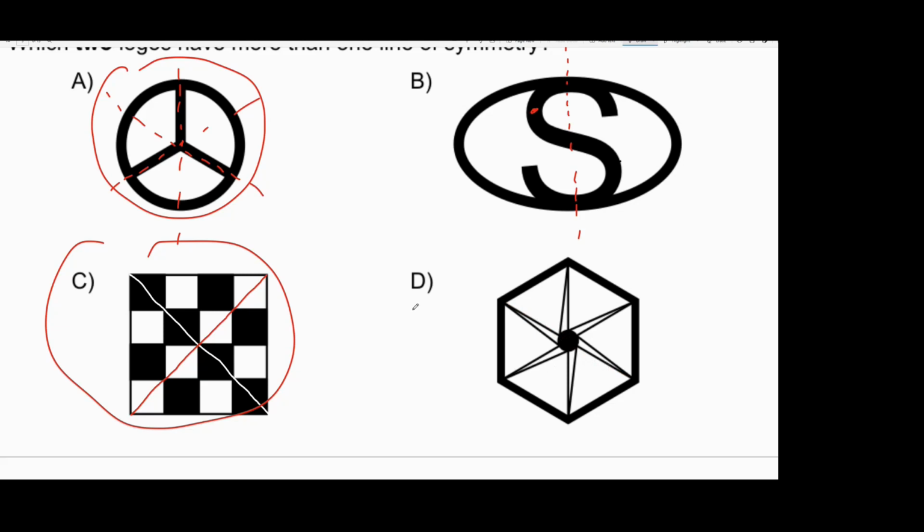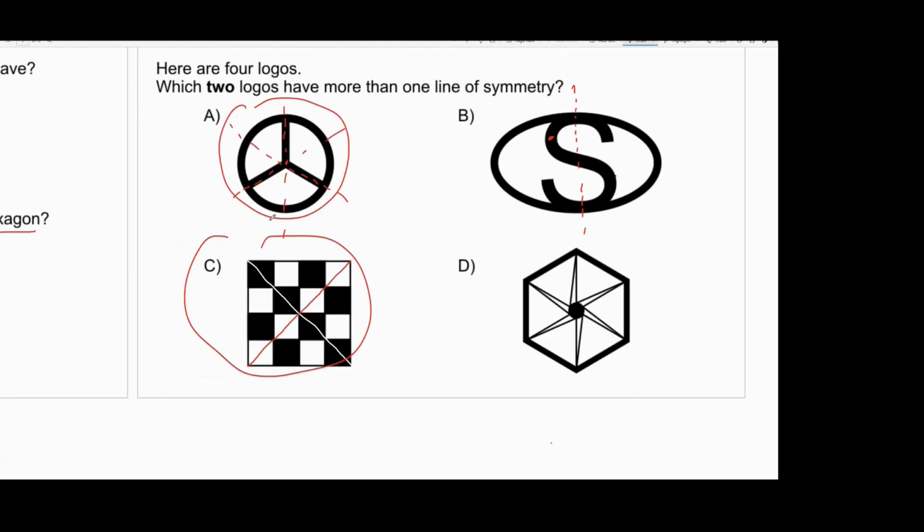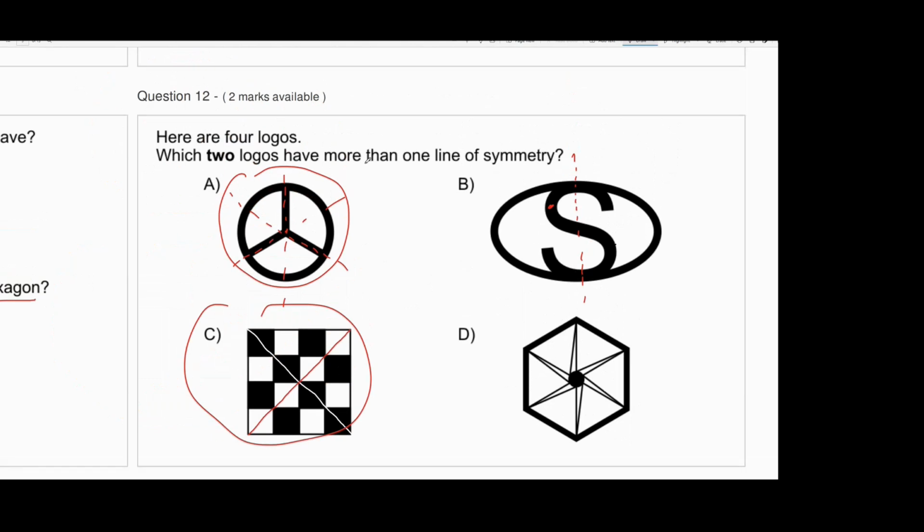And it's a lot easier when you have paper. Just try, because you will get tracing paper in the exam as well. So you could trace the shape and try and fold it. That might make it a bit easier. But for those ones, I think it's just A and C.